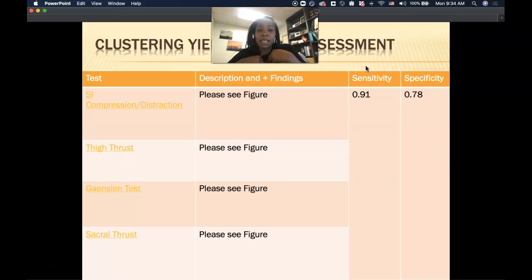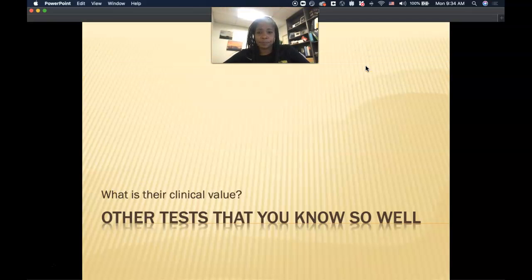So if it were me, I would start with SI joint compression distraction, move into thigh thrust, Gainesland's test, and sacral thrust. You can't skip one of those, because if you do, the diagnostic accuracy of this cluster of tests will decrease itself. Does that make sense, you guys? If not, ask me in lab, okay?